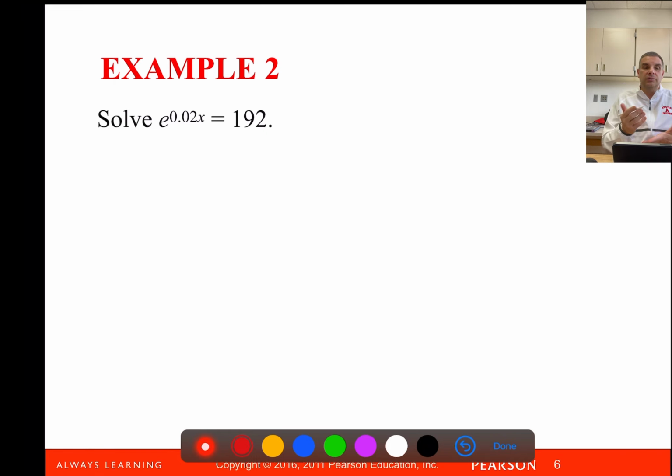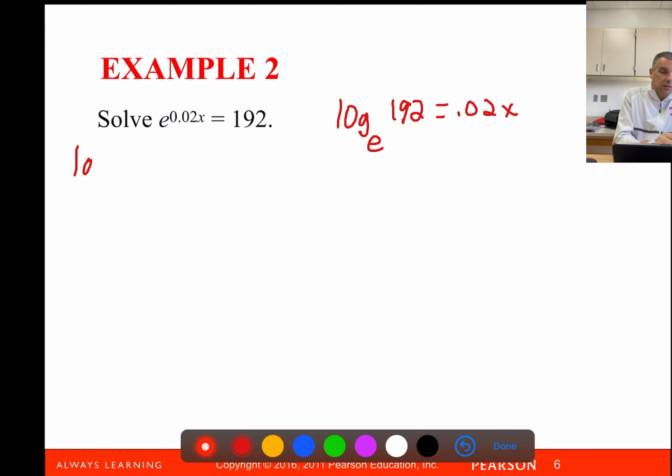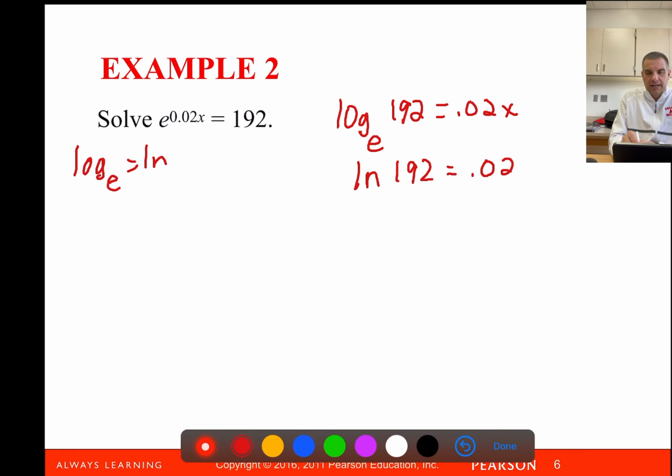Okay, so when I do these, I like to write this as log base e of 192 equals 0.02x. Remember, log base e isn't anything we have on our calculators, but log base e equals ln, so I can change this to ln of 192 equals 0.02x. ln of 192, that's a calculator punch.